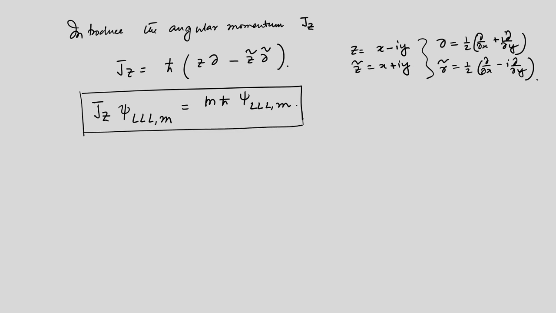So m is the angular momentum quantum number. Do not confuse m as mass with m as the angular momentum quantum number. If you feel that there is a problem, then you can write this m as mj, but if you feel it's fine and we know how to distinguish between them, then you can write it as m.